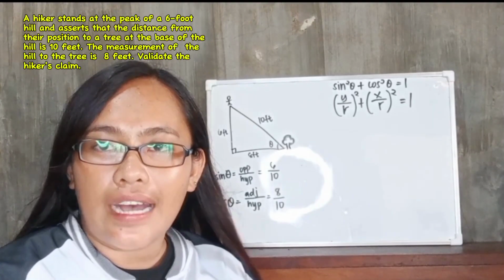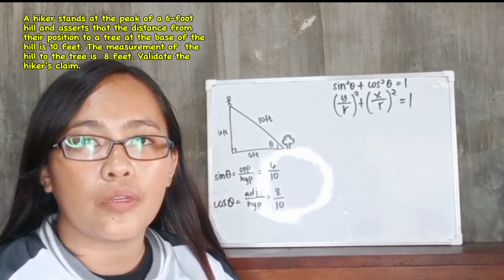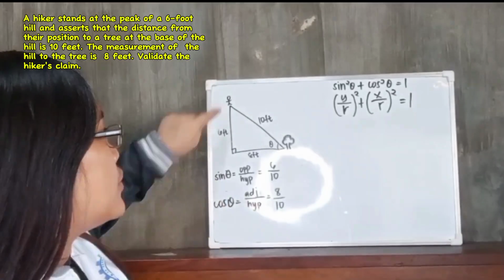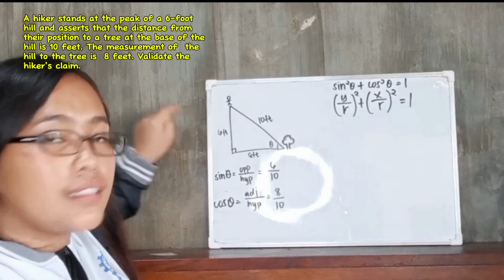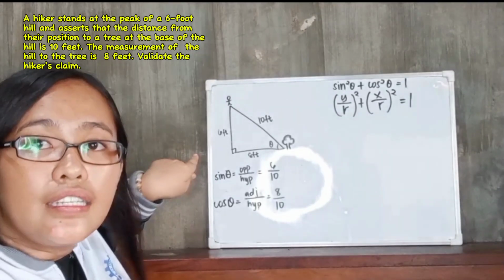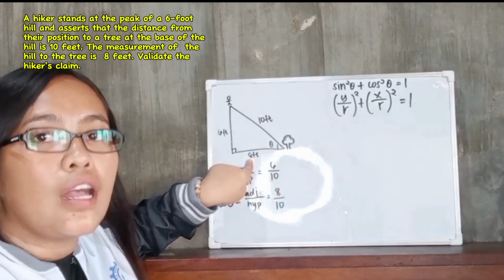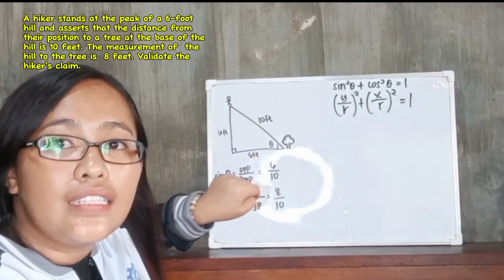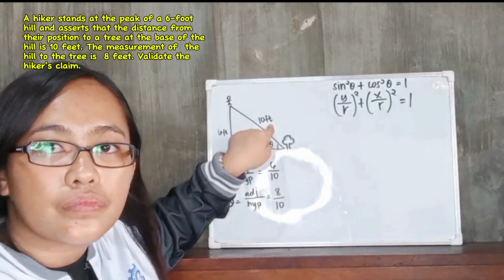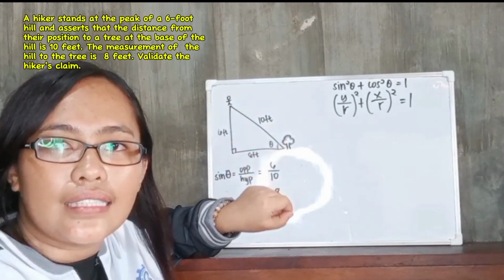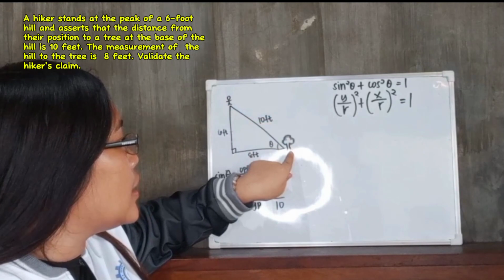Now, let's identify the adjacent, opposite, and hypotenuse. For our opposite, it is the height of the hill, so it is 6 feet. For our adjacent side, it is the distance from the hill to the tree, so it is 8 feet. The hypotenuse is the distance from the hiker's position to the tree, which is 10 feet. And the angle theta is between the adjacent side and the hypotenuse, which is beside the tree.